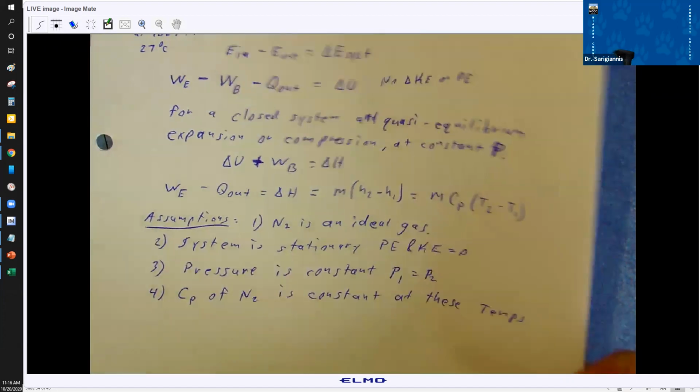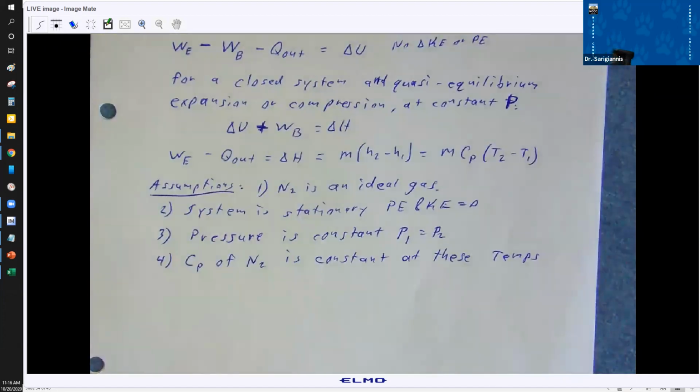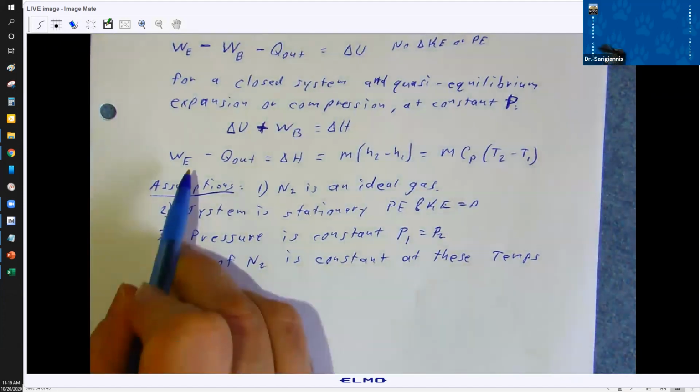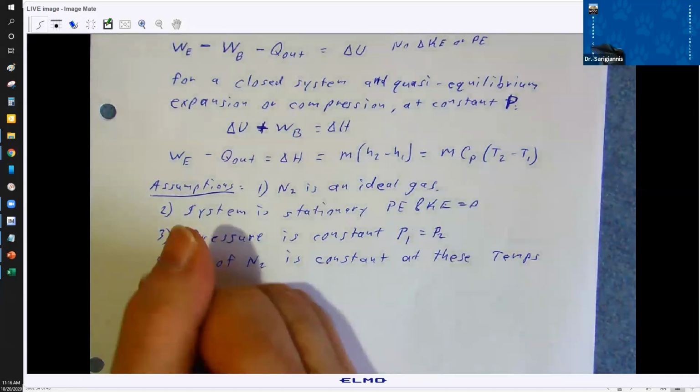All right, so the first thing we got to do here is figure out these other terms. I mean, Q out, we already know. Q out was, did I even write it down here yet? No, I didn't. 2,800 joules. But let's figure out the electrical work in.